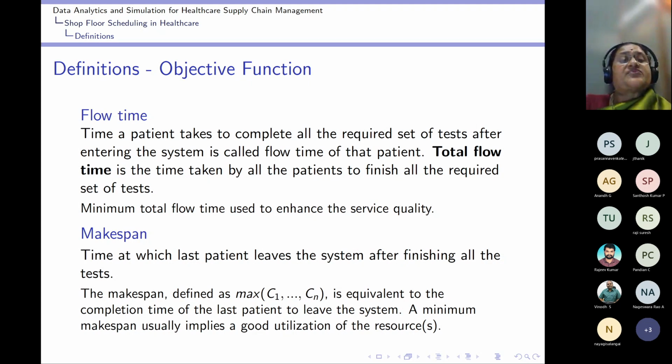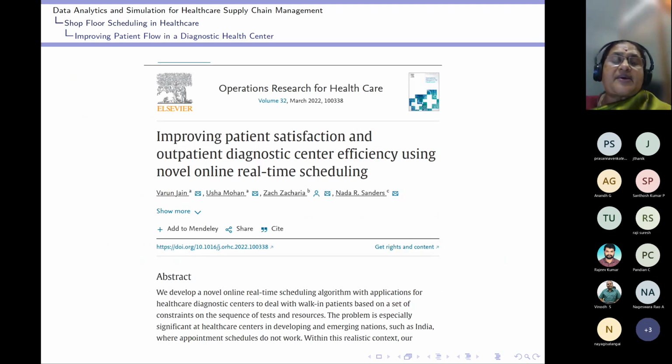Using this, we define, and this is the paper that appeared in Operations Research for Healthcare, we are modeling a preventive healthcare checkup situation. We have borrowed from the shop scheduling literature to model this preventive healthcare checkup. Once we modeled it, we come up with an MILP, a mixed integer linear programming problem, to model this kind of situation.